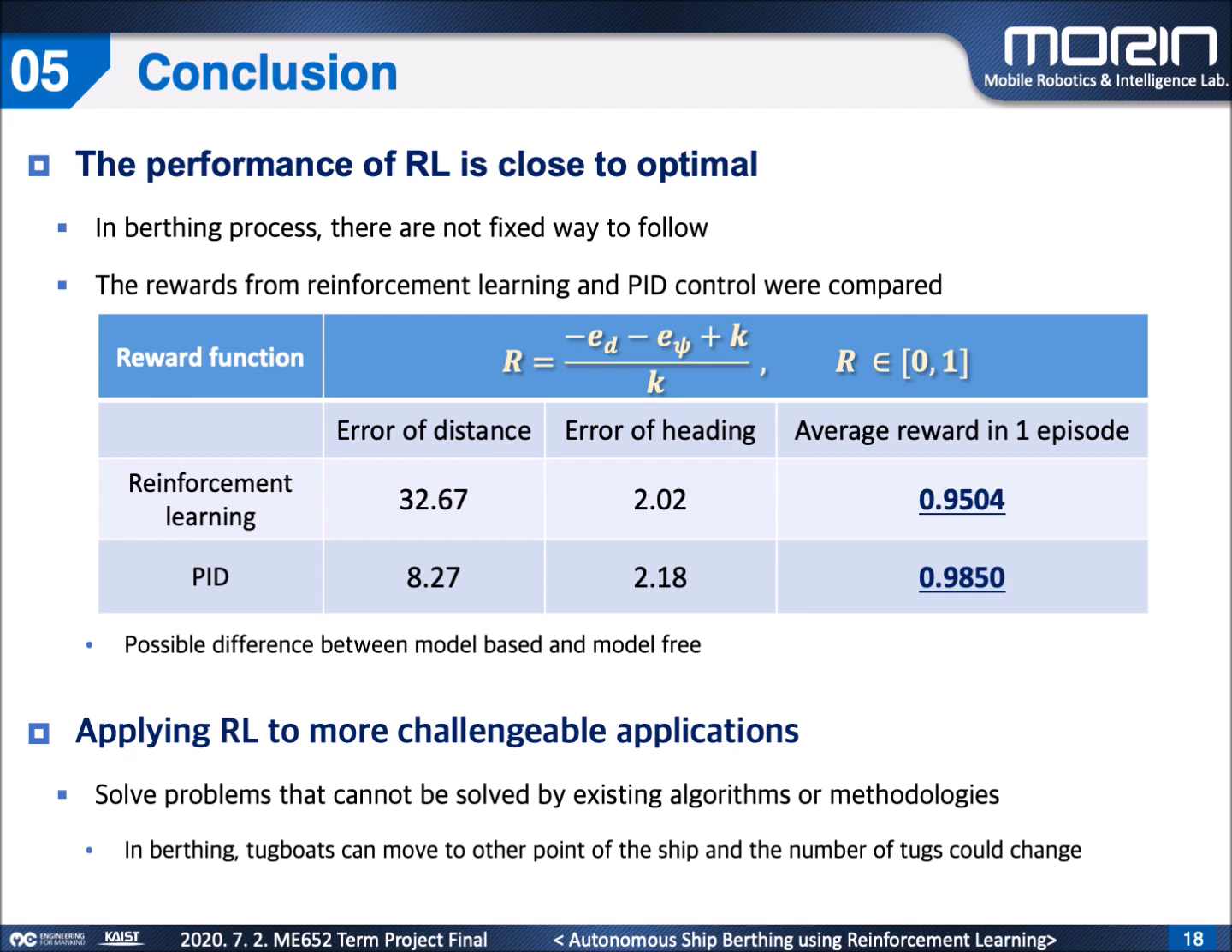Reinforcement learning has the advantage that it can learn the action of the agent by the reward and penalty from the environment without explicit guidance. In order to confirm the usefulness of such reinforcement learning, it will be necessary to apply it to an application that cannot be solved by an existing algorithm.